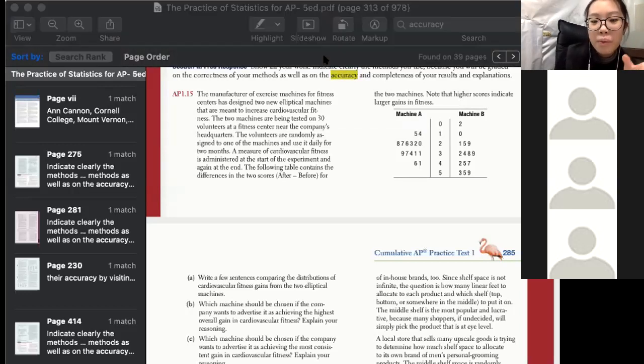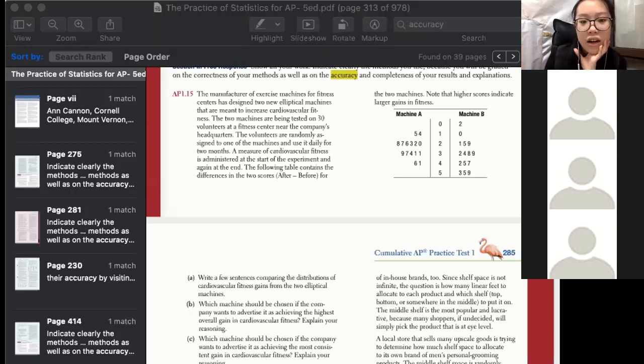Basically, one of them is about the data clustered together. High precision means the data is clustered together. High accuracy means the data stays close to the true value, but it can be scattered.